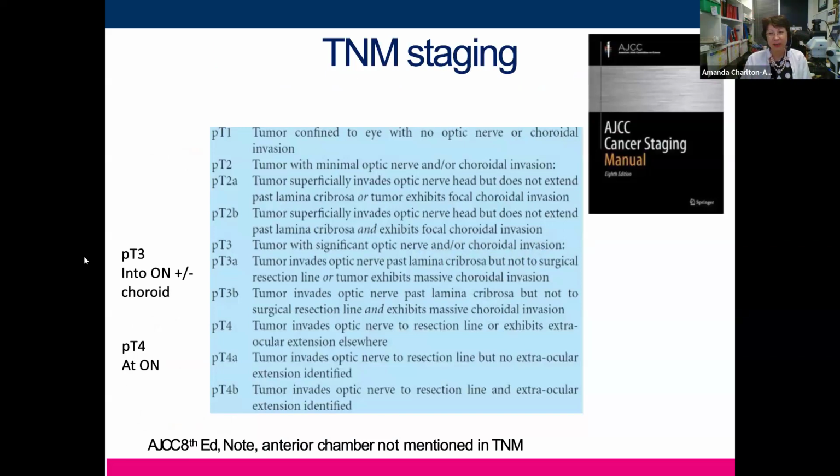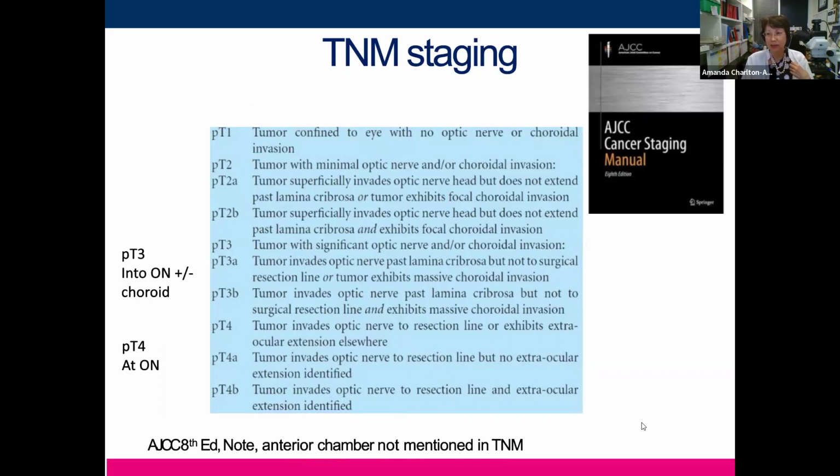TNM staging. So all tumours have a TNM staging. This is different from melanoma. And stage S describes spread, which is involvement of structures and adjacent organs. But of note, the anterior chamber is not mentioned in the tumour node metastasis, which I think is rather odd, but we always mention this in the pathology report.